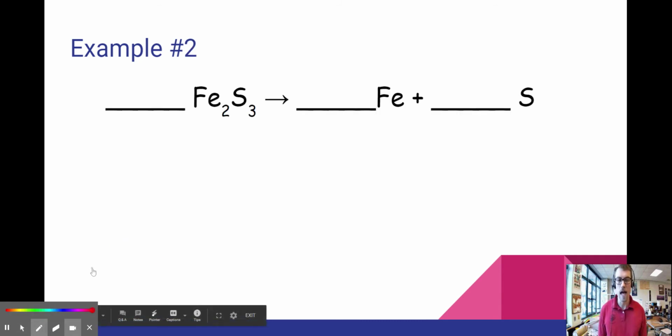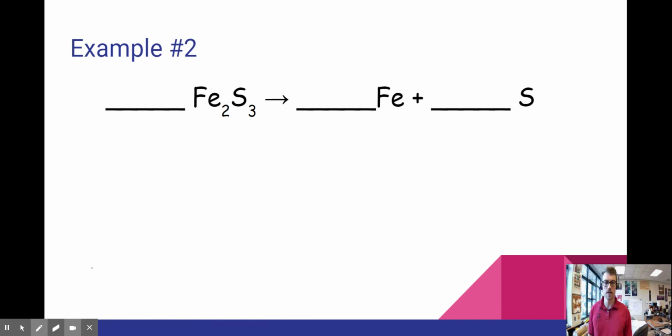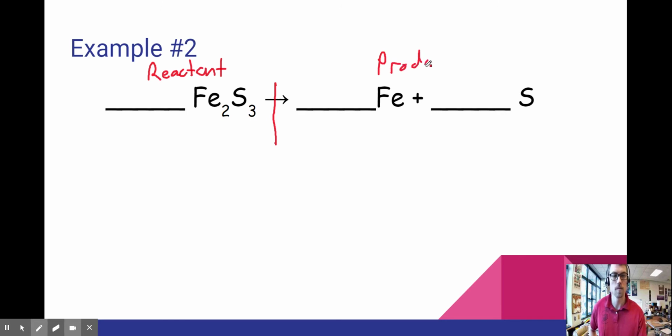Let's take a look at Fe2S3 yields Fe plus S. So again, let's start off, let's find our arrow. These are the reactants. And in this case, we only have 1 reactant, which is fine. And then here are our products.